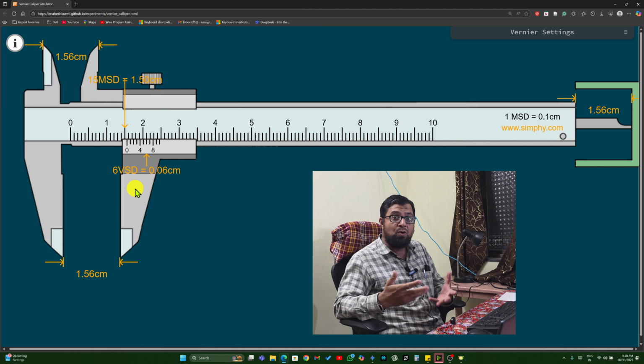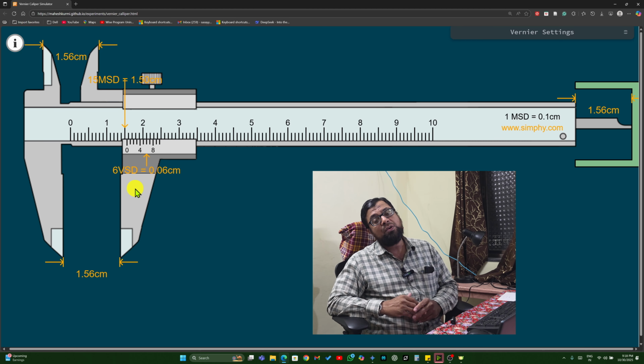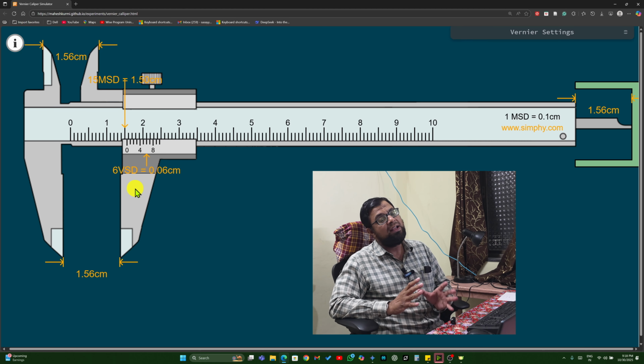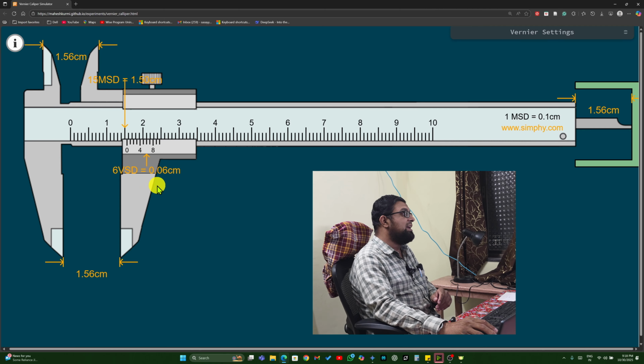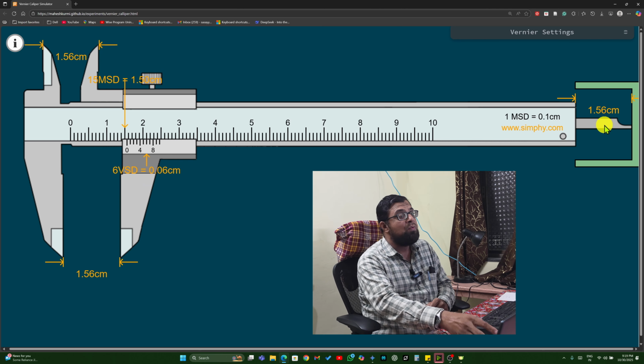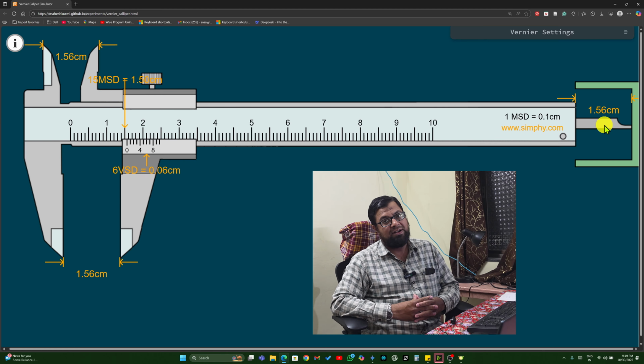So 6 multiplied by 0.01 centimeter, that is equal to 0.06 centimeter will be the reading from our vernier scale. Hence we have to add these two readings. So it will be 1.50 centimeter plus 0.06 centimeter. So it totally comes out to be equal to 1.56 centimeter.